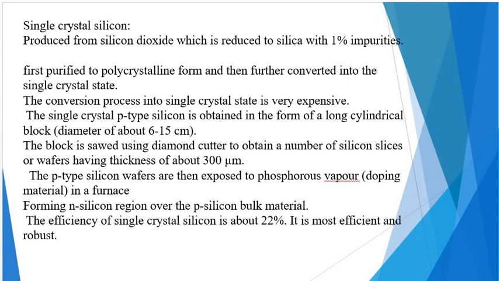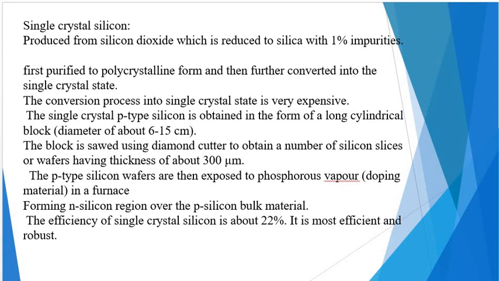Single crystal silicon cell is produced from silicon dioxide, which is reduced into silica with 1% impurities. It is first purified to polycrystalline form and then further converted into single crystal state. This conversion process into single crystal state is very expensive. The single crystal p-type silicon is obtained in the form of a long cylindrical block of diameter 6 to 15 centimeter. The block is sawed using a diamond cutter to obtain a number of silicon slices or wafers having a thickness of about 300 micrometer.